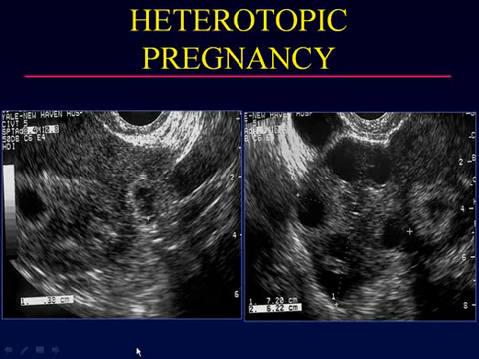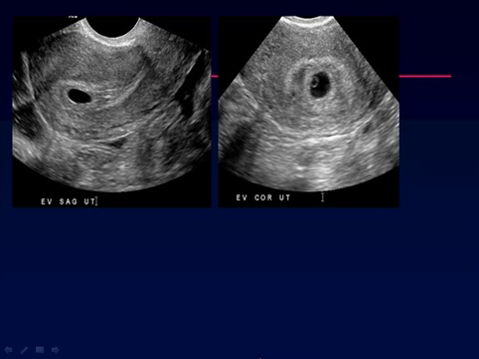And I believe one last one to show you. Here you can see an intrauterine pregnancy. That's number 1. Number 2 is this interstitial pregnancy here. And number 3 is an ectopic pregnancy within the tube between the right ovary and the fundus of the uterus.